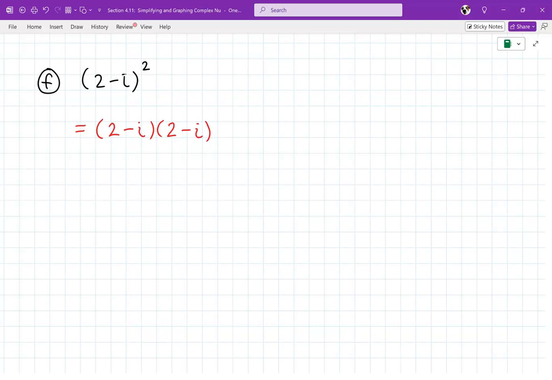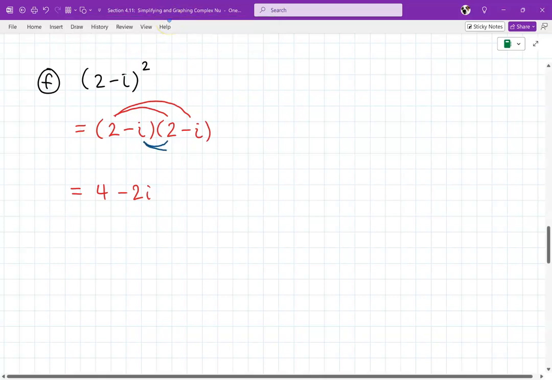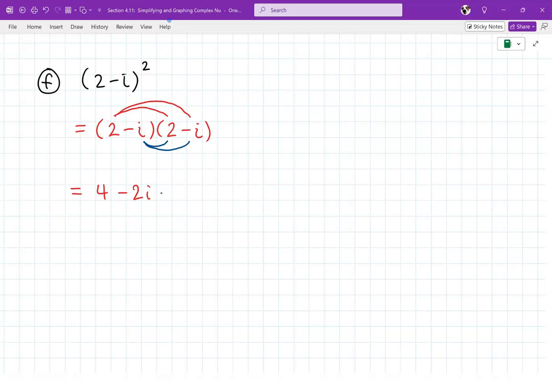Same thing. And then we're going to distribute just like we did earlier. So let's do that. We're going to do 2 times 2 and 2 times negative i. So 2 times 2, that's 4. 2 times negative i, that's negative 2i. And then we're going to distribute the other part here, negative i times 2 and negative i times negative i. So negative i times 2 is a negative 2i. And a negative i times a negative i is a positive i squared.